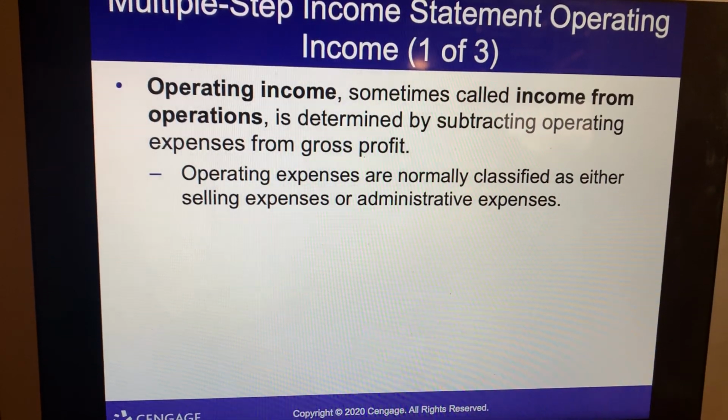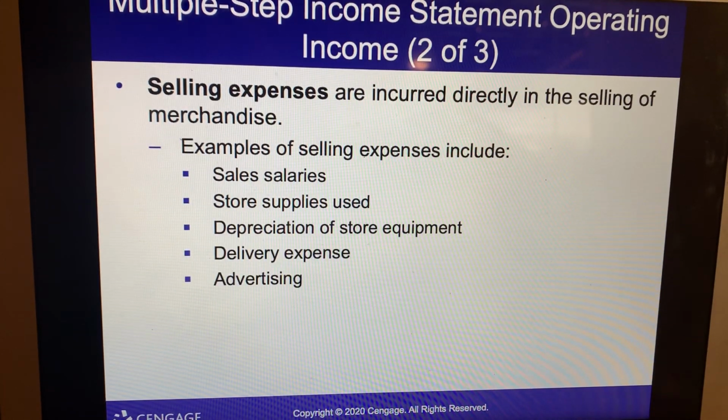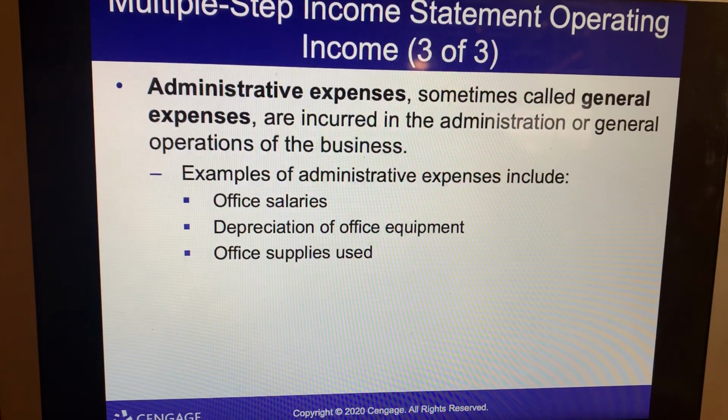Operating income, sometimes called income from operations, is determined by subtracting operating expenses from gross profit. Operating expenses are normally classified as either selling expenses or administrative expenses. Selling expenses are incurred directly in selling of merchandise. Example: sales salaries, store supplies used, depreciation of store equipment, delivery expense, and then advertising. So these are definitely within a multiple step income statement.